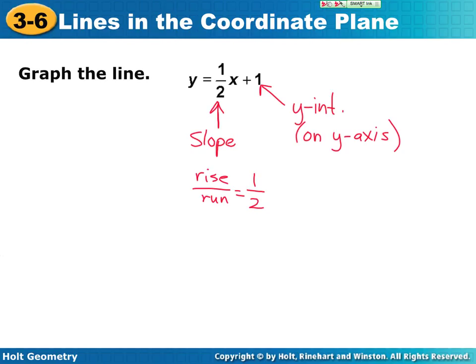Rise would be up. Run, if it's positive, you go to the right. The way I usually do the positives and negatives, if there's a negative involved, I associate it with the rise. So instead of going up, I would go down. That way I'm always running to the right, and I don't get myself confused.